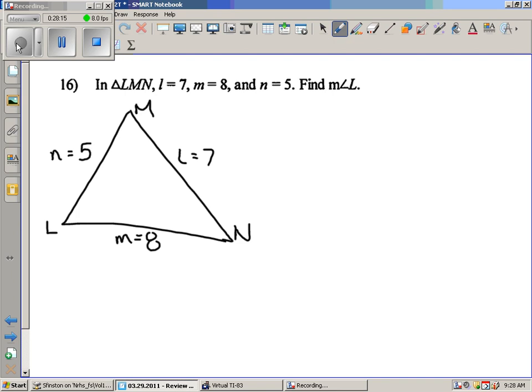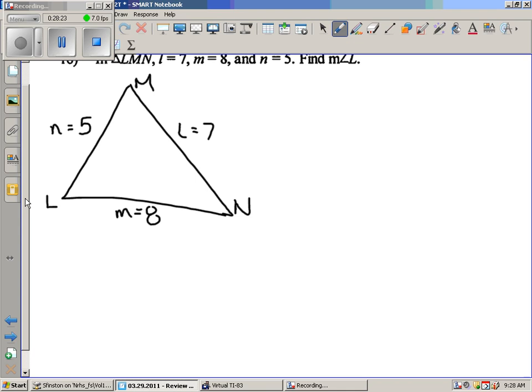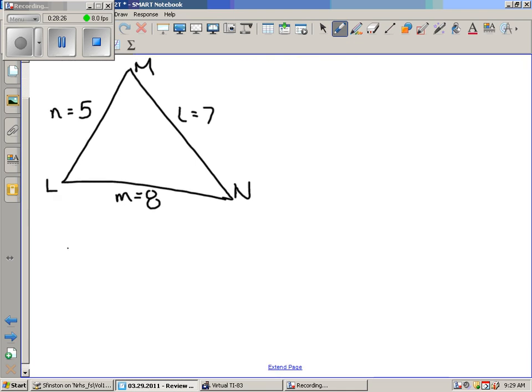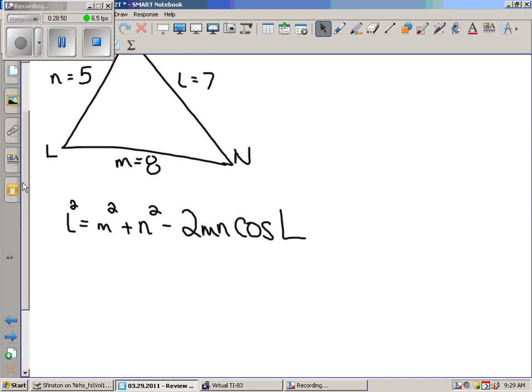Is that on your reference sheet? Of course not. You're going to have to remember it. So what does it want? Angle L. Okay, so little l squared equals m squared plus n squared minus 2mn cosine L.